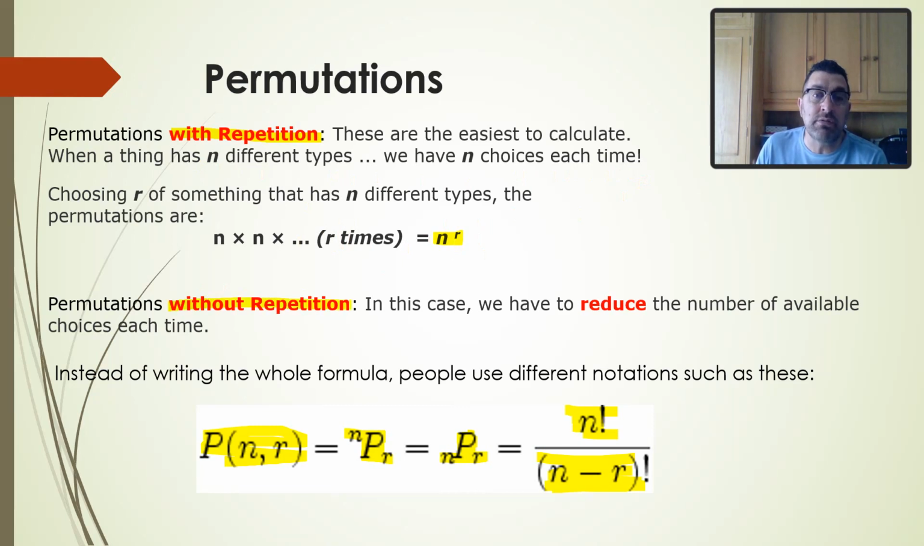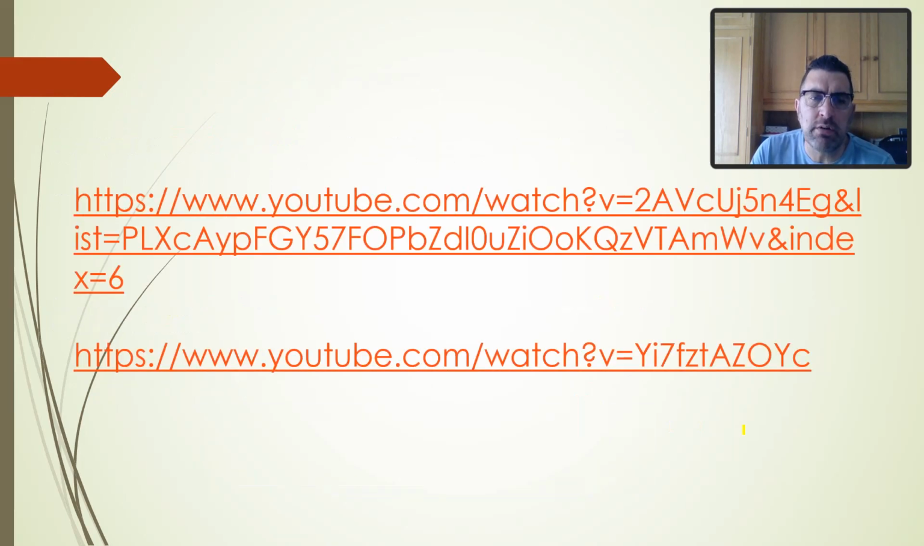Permutations without repetitions are different. In this case, we have to reduce the number of the variables that are available every time a choice has been made. Instead of writing the whole formula, we can then do that. Okay, here we go. There's videos for you to watch. If you want to take a screenshot of those 2 and watch the videos, I think I used the second video in what comes next.